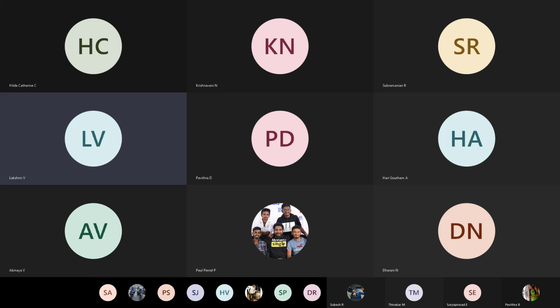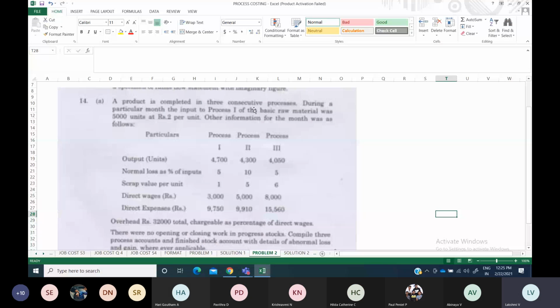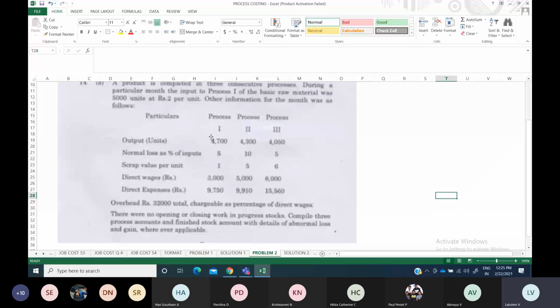A product is completed in three consecutive processes. So we have to prepare the process account here. Process 1, 2, 3, three processes are here. So we have to prepare the process account here.